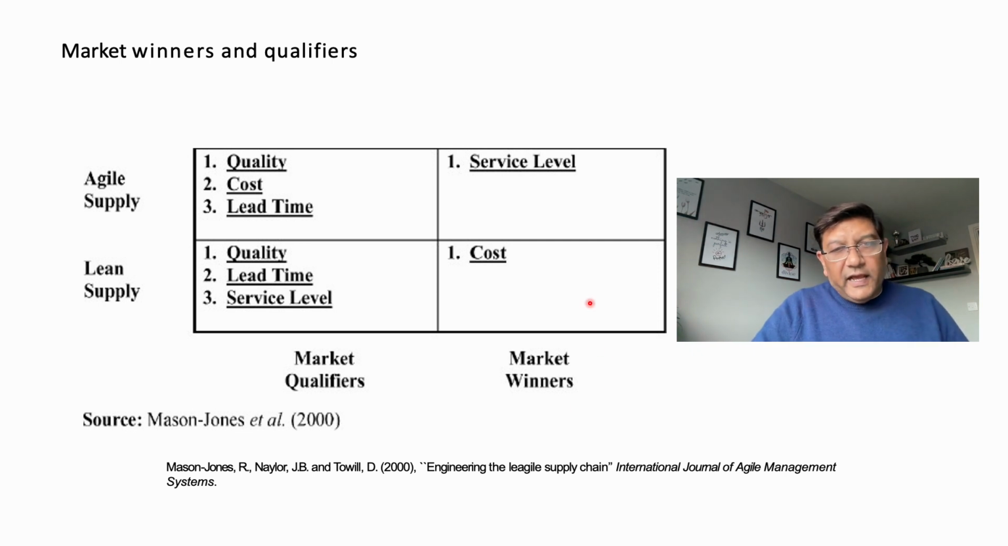The most important is the market winner. Based on the lean supply and agile supply, which product will be the market winner? The market winner will be the product which costs less to our customer, but at the same time we are providing the best service level as well. We are providing those products in the minimum lead time with the standard quality and the minimum cost.